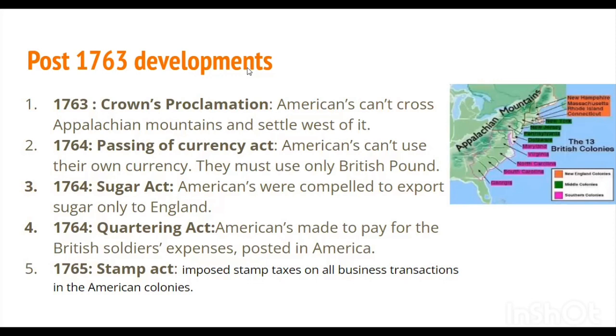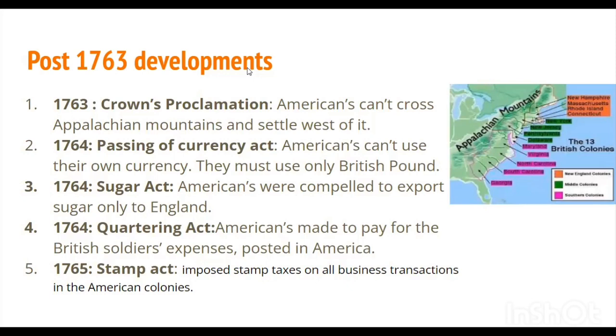Then in 1765, the Stamp Act was introduced. Now you know that for a legal transaction we need stamp paper. We pay for the stamp paper, and that cost goes to the government, the state government. So the Stamp Act was introduced. They said now for all business transactions, for each and every single transaction, you have to use stamp paper. So it means that for any transaction where you use stamp paper, the tax will go to the British government. So all these acts were introduced after 1763.